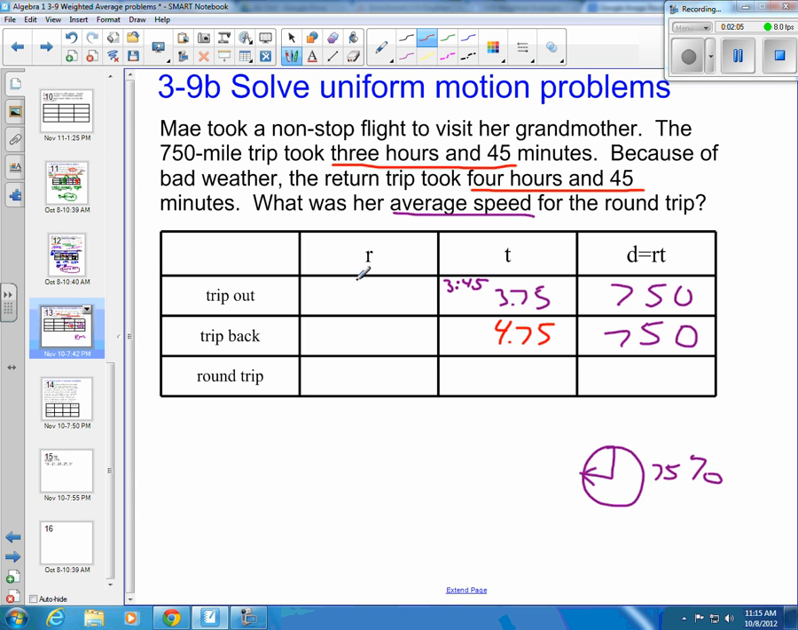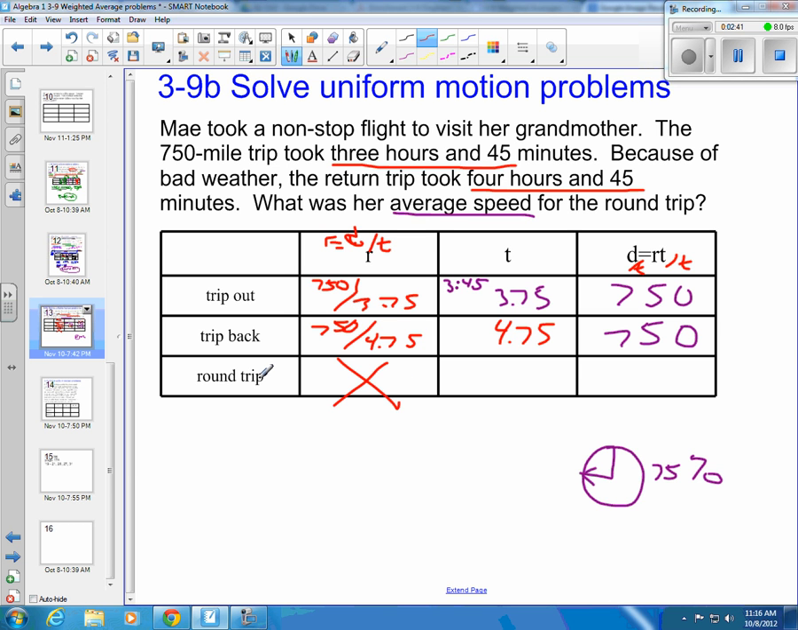So we could go find the rates for each one of these, which would be, well, distance equals rate times time. To get rate, rate would be equal to distance divided by time, right? You'd have to divide by time on both sides to get rate by itself. So that would be the 750 divided by the 3.75, and this would be the 750 divided by the 4.75 to get our rates here. But what I really want to know is this, right?